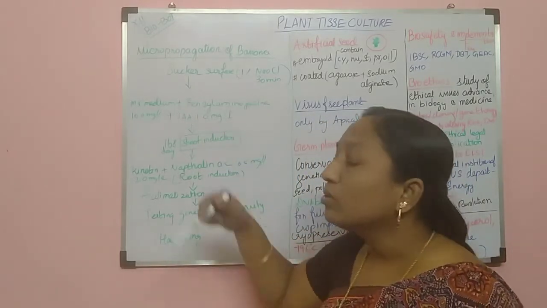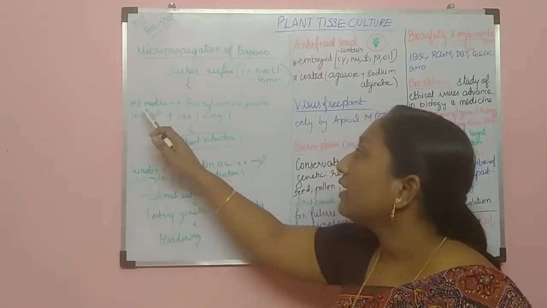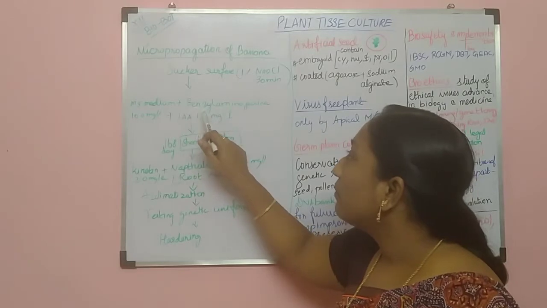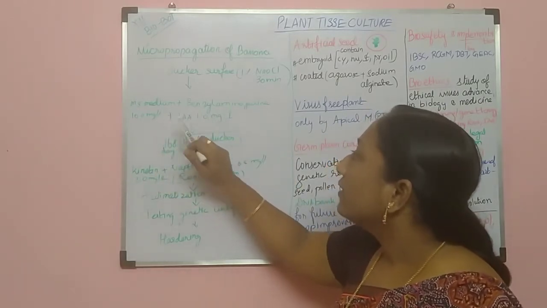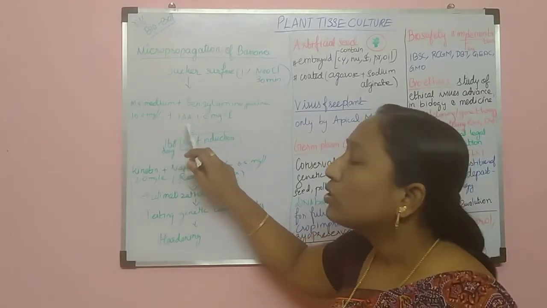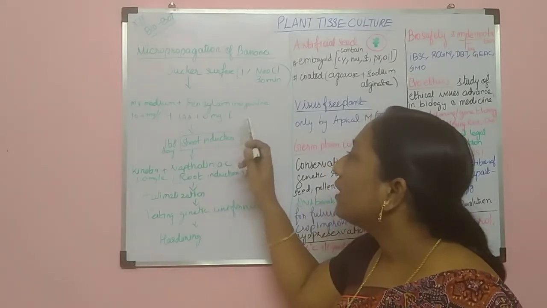After that we have to take the culture medium. What we are taking here is MS medium, and along with that we are adding benzyl aminopurine at 10 mg per L, and indole acetic acid, which is a growth hormone. We are taking 1 mg per liter.